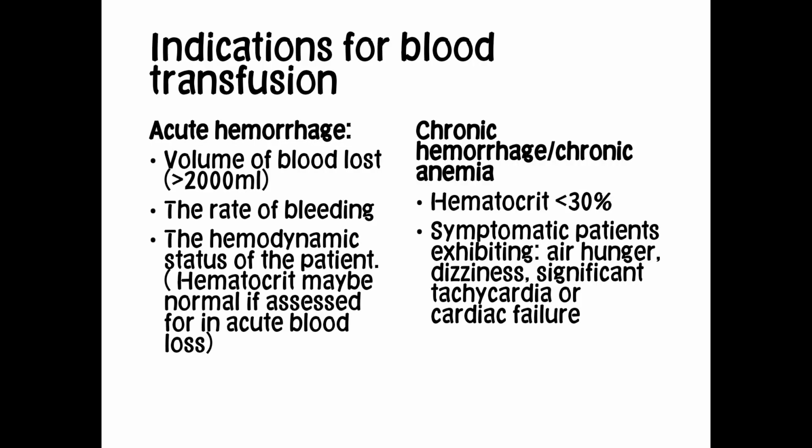On the other hand, blood transfusion in chronic hemorrhage or chronic anemia is indicated when hematocrit has dropped below 30%, or when the patient exhibits symptoms of hemorrhage and anemia, for example gasping for air, breathlessness, dizziness, tachycardia, hypotension, cardiac failure. All those may indicate the patient's need for blood transfusion, and it should be done as soon as possible.